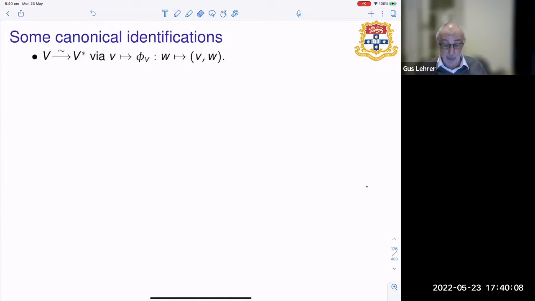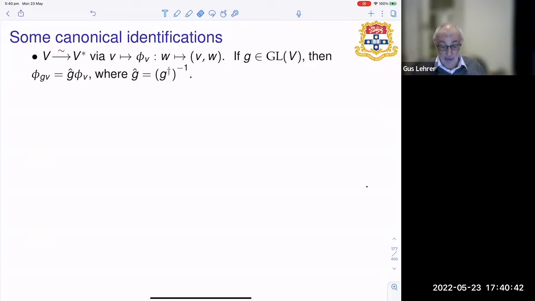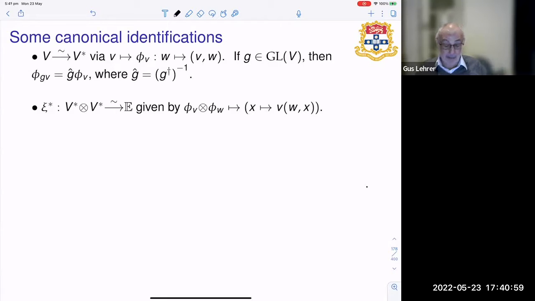To prepare for the proof, we need to point out some canonical identifications. Because we're given a non-degenerate form, we have an identification of V with the dual, and we need to be aware that the action of GLV on the dual space has this particular form under this identification.